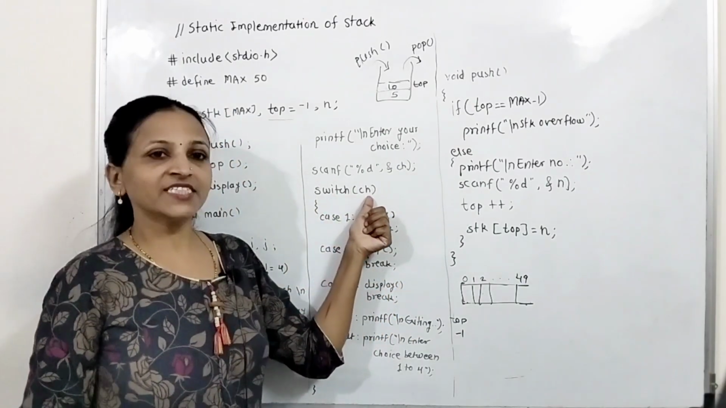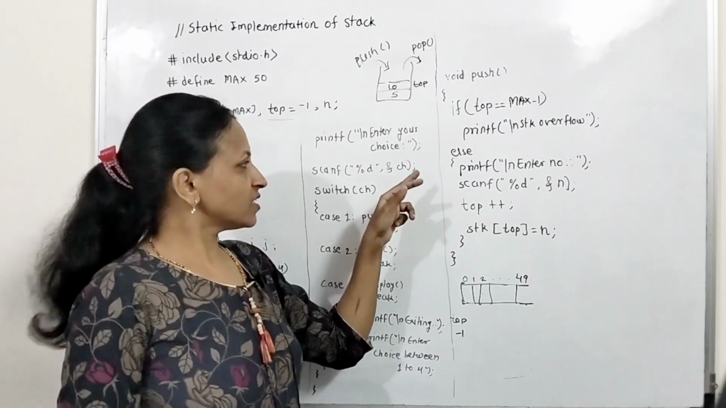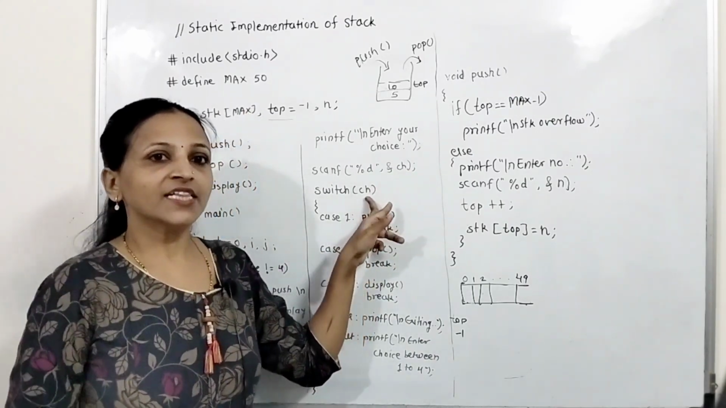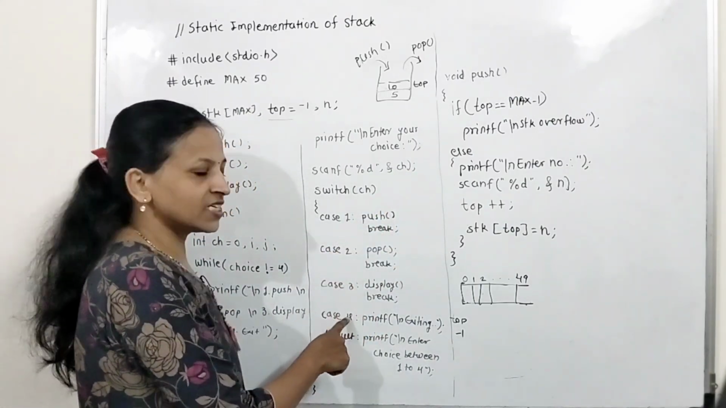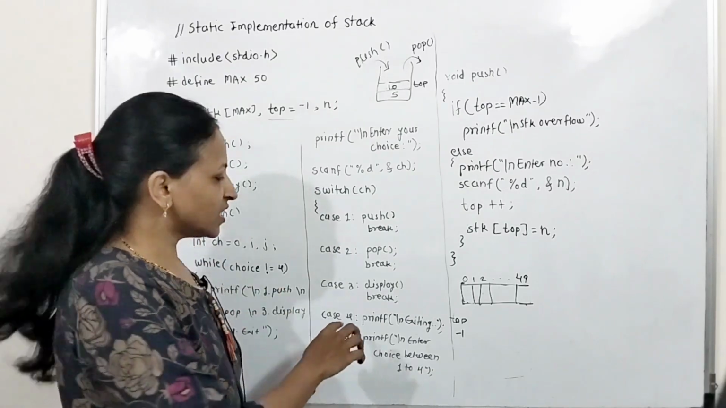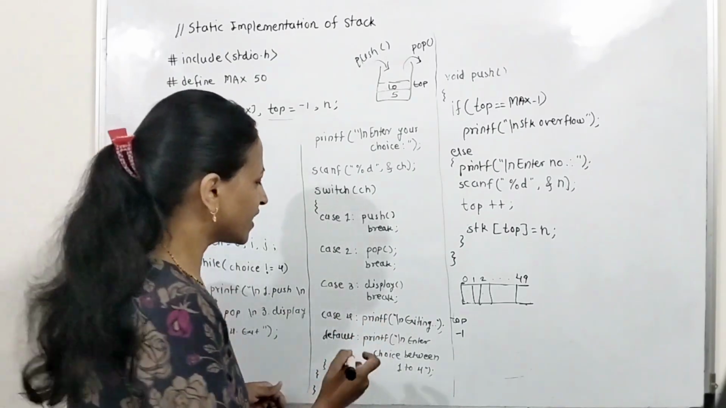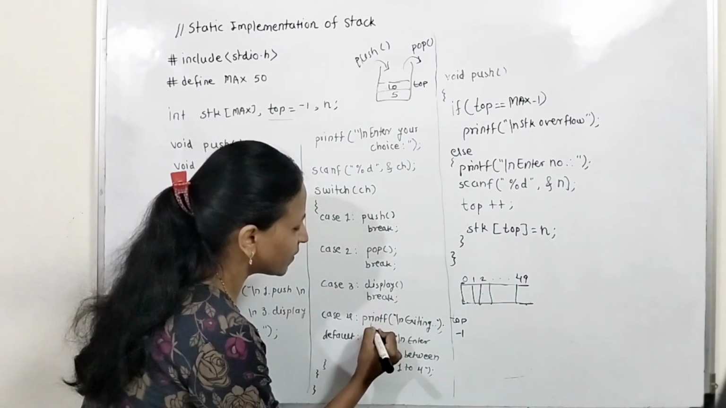Then switch CH. Switch means what? Whatever value is in that CH will be checked with all these cases. Whatever value is matched, that case will be executed. Getting? printf exiting, then here we have to place break actually.